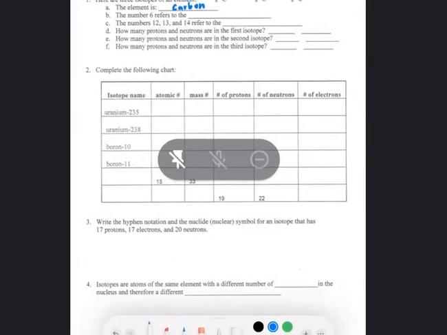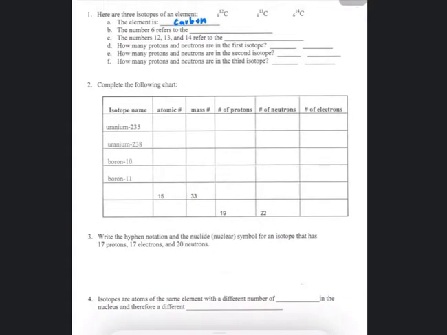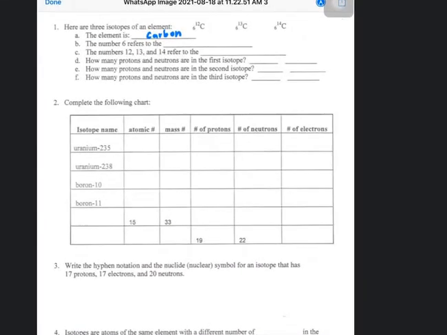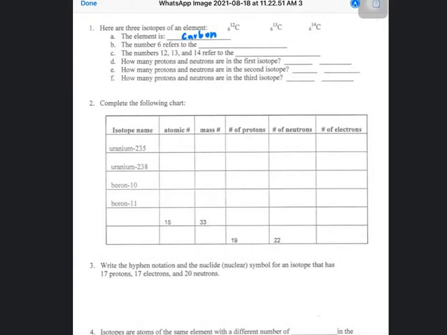Okay. And then just to refresh back what we discussed yesterday, the number 6 refers to the atomic number. The number 12, 13 and 14 refer to the mass number. Alright, so how many protons and neutrons are in the first isotopes?